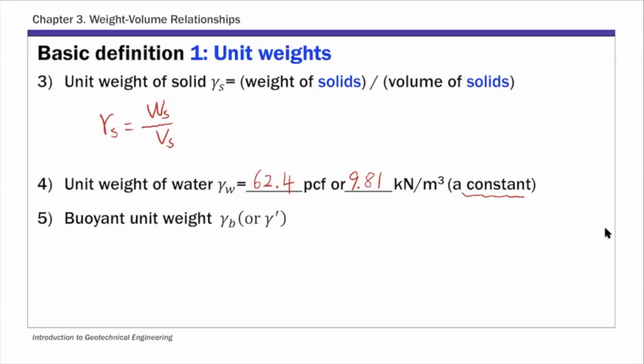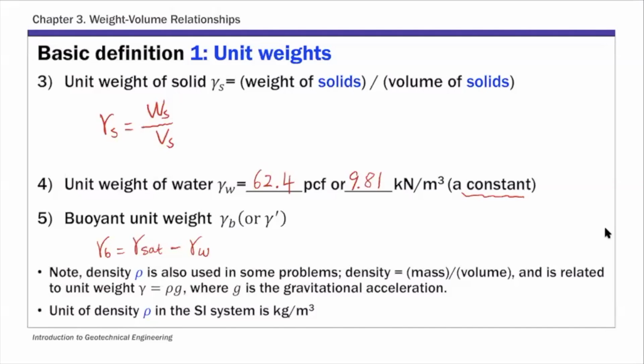And the next unit weight is called buoyant unit weight. This is something that will come back in seepage problems. This buoyant unit weight, we call gamma B or gamma prime. This is defined as the saturated unit weight minus the unit weight of water. Remember gamma SAT, that's the saturated unit weight. So saturated unit weight minus unit weight of water is basically the net weight of soil when it's submerged underwater. So that's the buoyant unit weight.